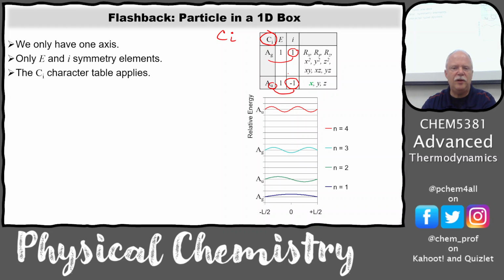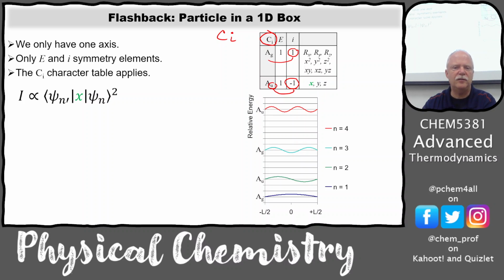And so we can label those wave functions based upon their inversion symmetry. If we went through this before, but if you invert each one of these wave functions, they either give you the same wave function back or they give you a -1 times that wave function. And so that's the +1 and -1 characters under the inversion operator.